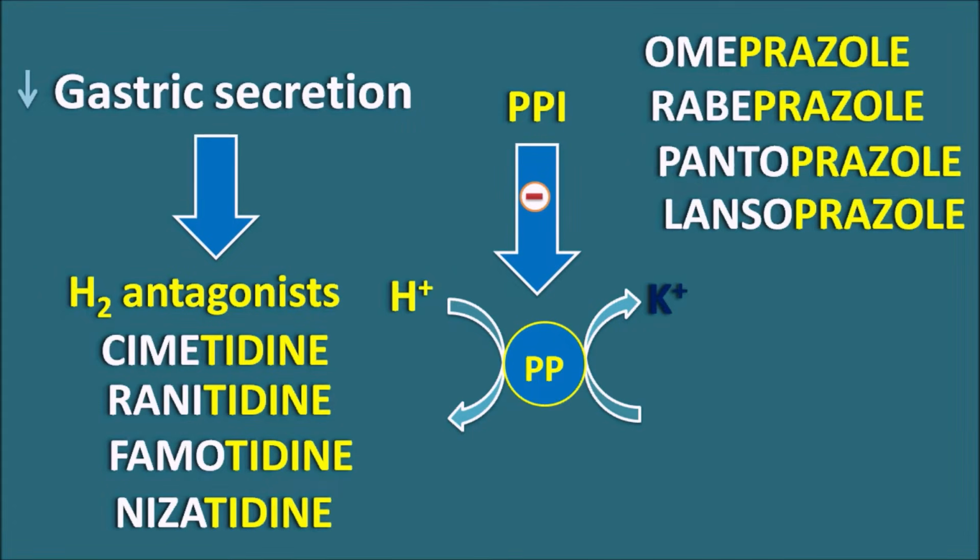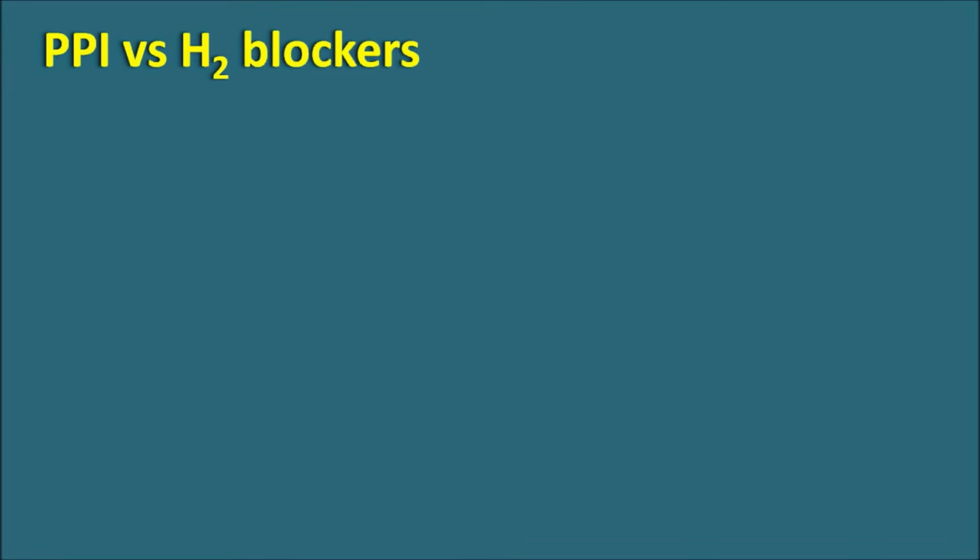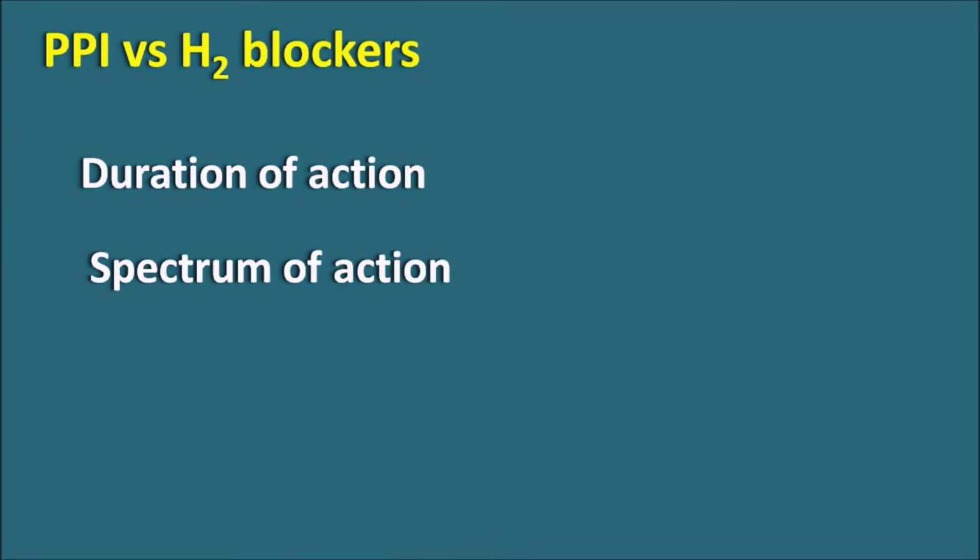Now, which type of drugs is going to control the gastric acid in a better way? The H2 antagonists, which are also called H2 blockers, or the proton pump inhibitors? We can compare the proton pump inhibitors with the H2 blockers in three aspects. First one is the duration of action, second one is the spectrum of action, and third one is the mechanism of action.